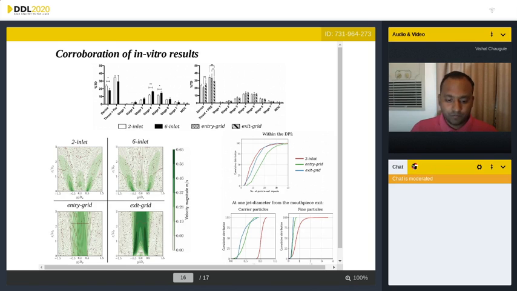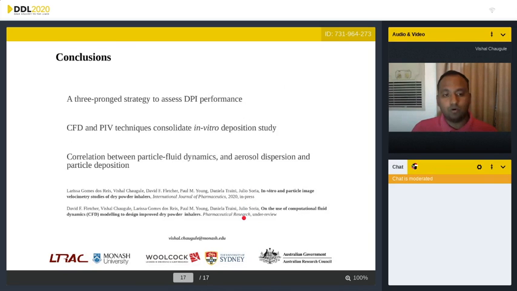So to conclude, we have developed a 3-pronged strategy to assess and improve DPI performance, where we have CFD and PIV techniques playing a supporting role by consolidating the in vitro deposition study analysis. So we are very confident of completely understanding what's happening with the DPI dynamics, both inside and outside. And we've also been able to achieve a good correlation between the particle and fluid dynamics, both within and outside of the device, and connected to the aerosol dispersion and particle deposition that we see coming out from these devices.